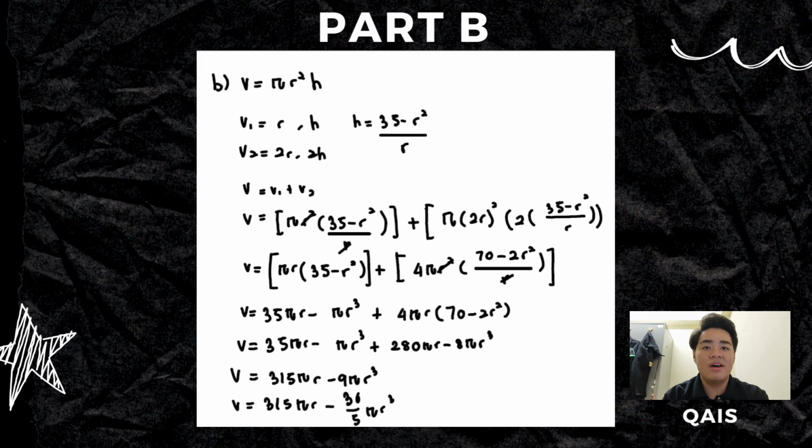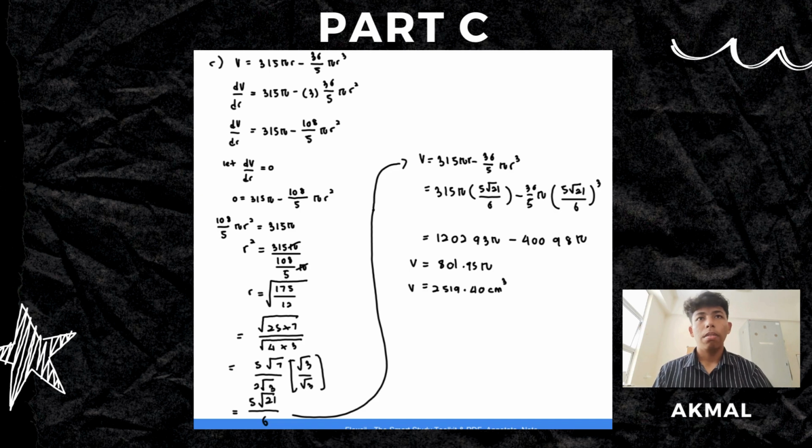V equal to 35 pi r minus pi r cubed plus 4 pi r times (70 minus 2r squared), and the answer we get is 35 pi r minus pi r cubed plus 280 pi r minus 8 pi r cubed, and lastly we get the answer V equal to 315 pi r minus 36 over 5 pi r cubed. So it is shown. For the next question, we will go to question C.